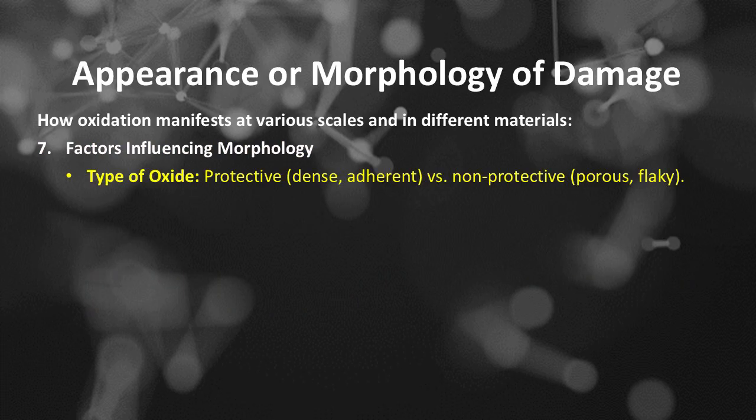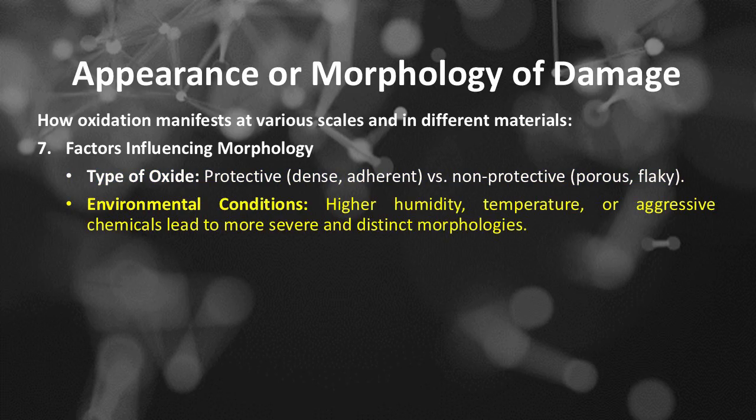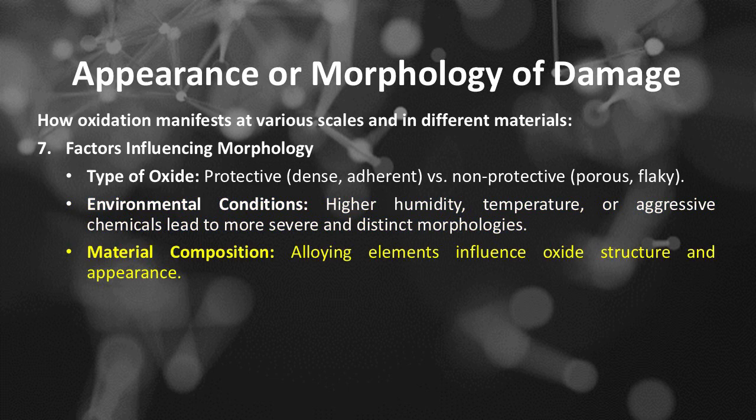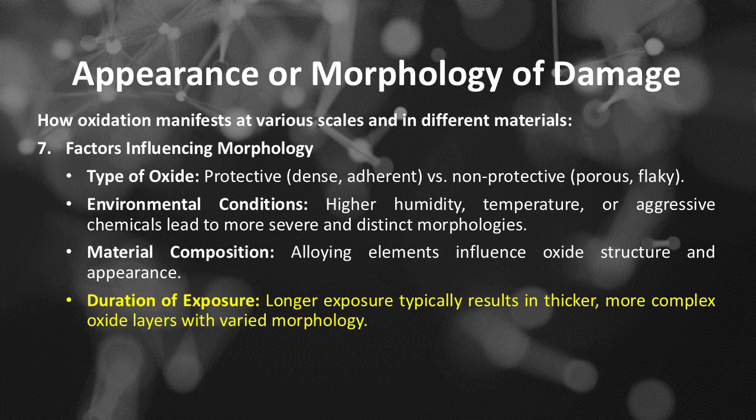Type of oxide: protective, dense, adherent, versus non-protective, porous, flaky. Environmental conditions: higher humidity, temperature, or aggressive chemicals lead to more severe and distinct morphologies. Material composition: alloying elements influence oxide structure and appearance. Duration of exposure: longer exposure typically results in thicker, more complex oxide layers with varied morphology.